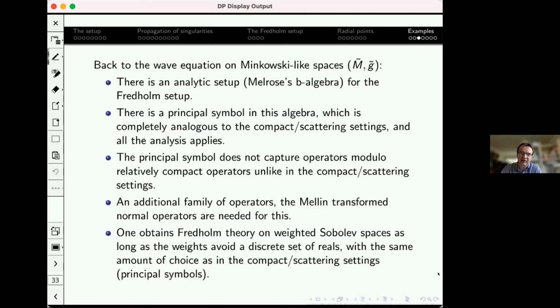I don't really want to take up more of your time, but let me end by saying that if you really want to look at the actual wave operator on Minkowski-like spaces, and this is the work with Gell-Redman and Haber, and also with Rochna, then this analytic setup will be in Melrose's b-differential operators, and I'm not going to give more details on this because I'm already over time.